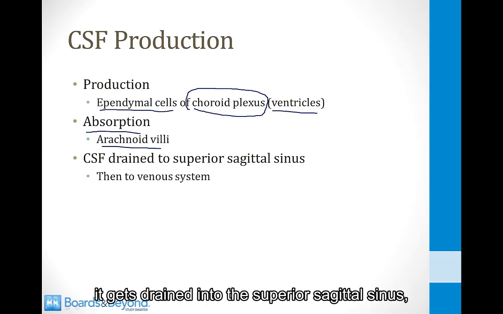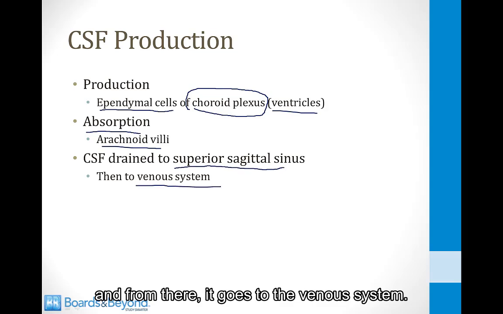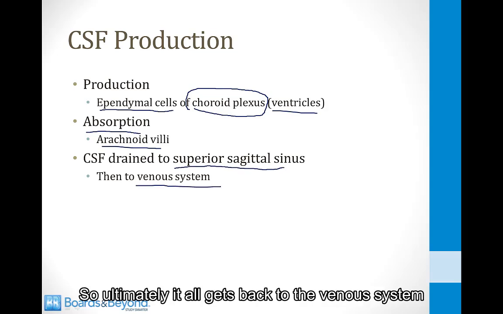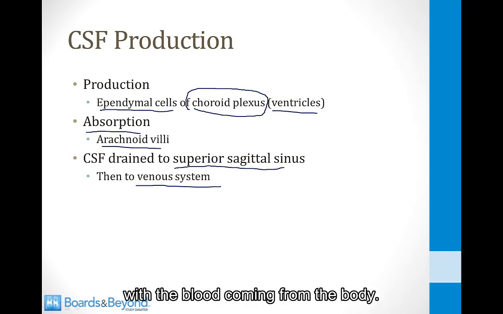Once it gets absorbed, it gets drained into the superior sagittal sinus, and from there it goes to the venous system. So ultimately, it all gets back to the venous system with the blood coming from the body.